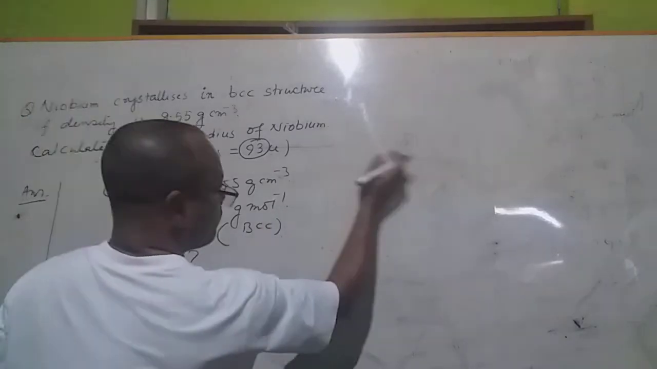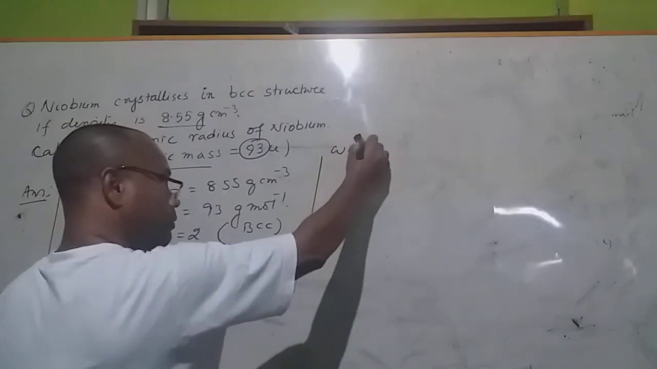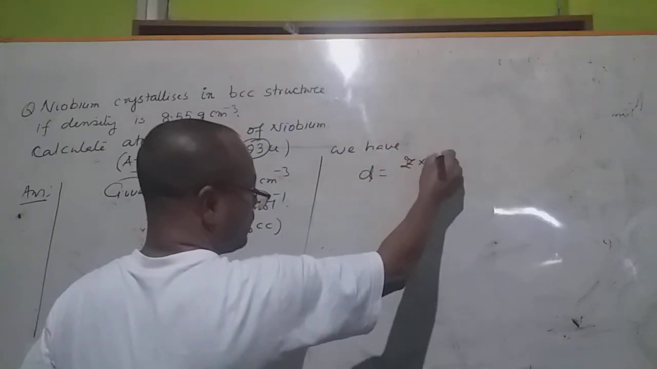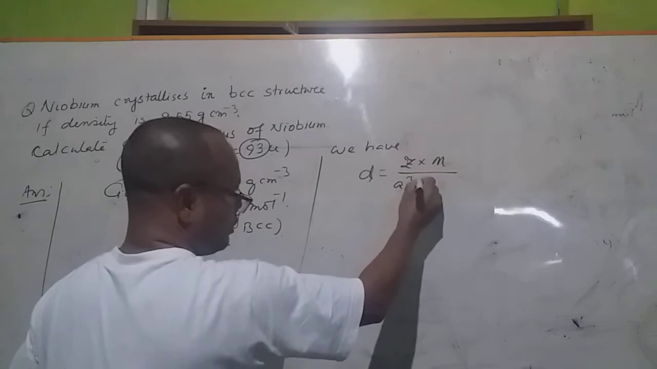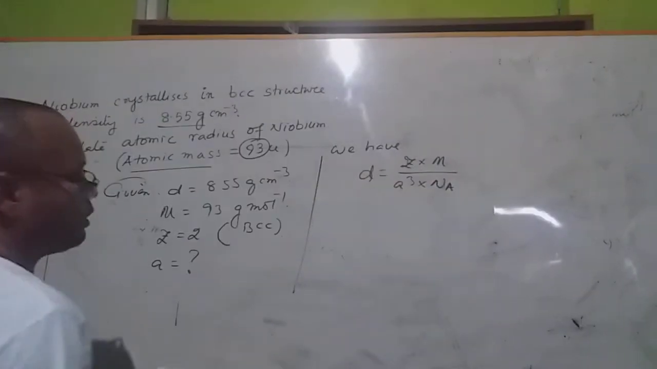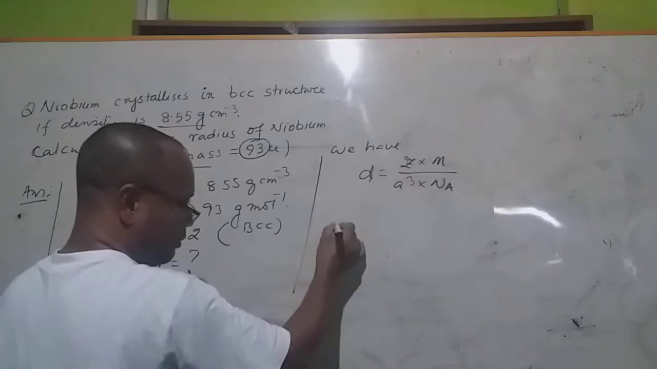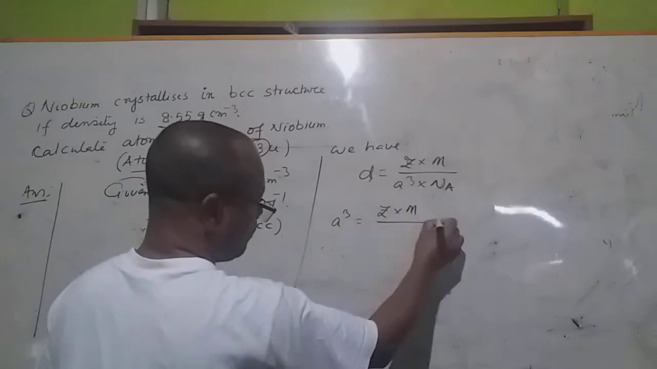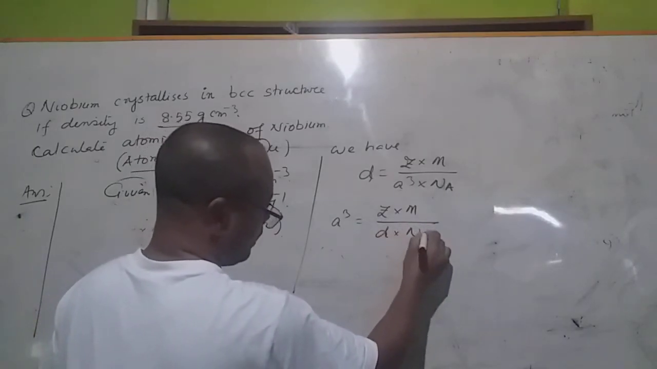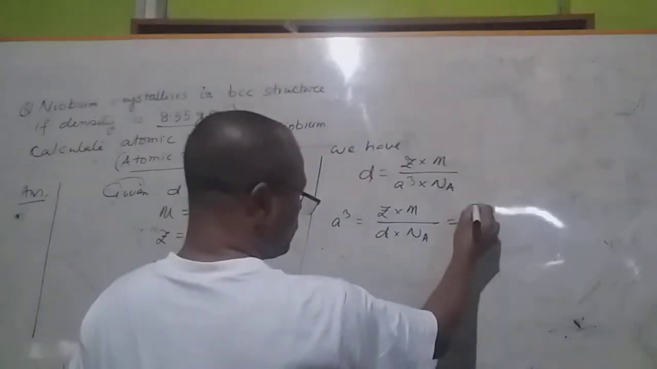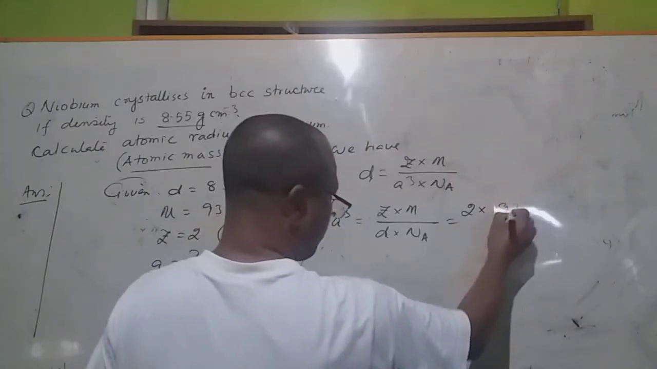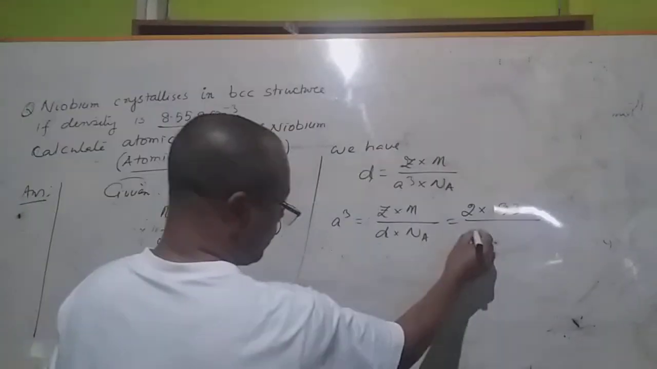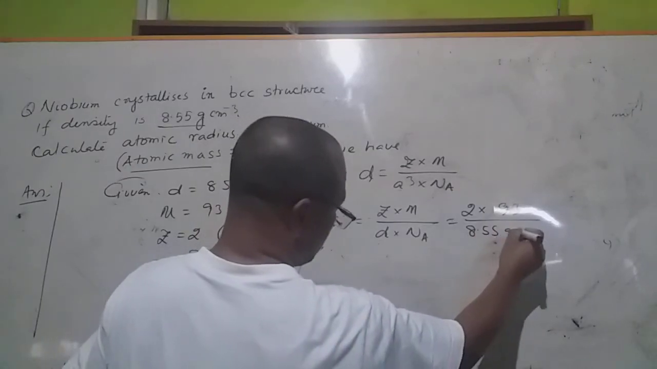Then what is the formula? Formula is here: density is equal to Z into molar mass divided by a cube into N_A. Now here, how do we calculate? First we just calculate a cube. a cube is equal to Z into M divided by D into N_A. So now here we can put the value 2, and the value 93, divided by the density, that is 8.55, in gram per centimeter cube.